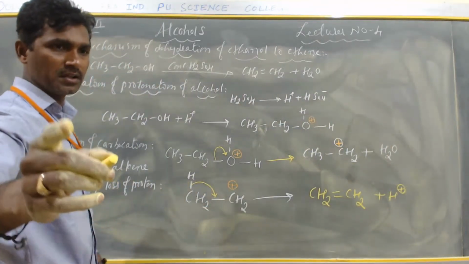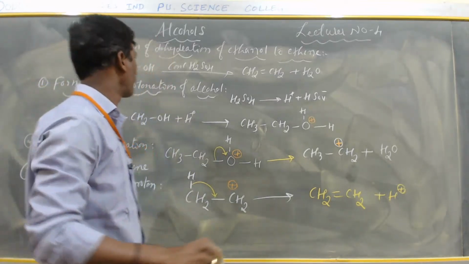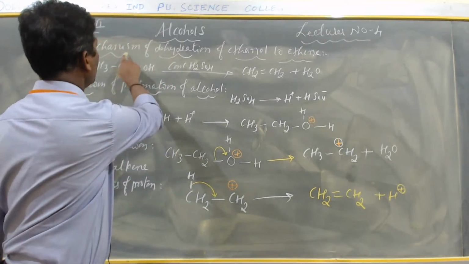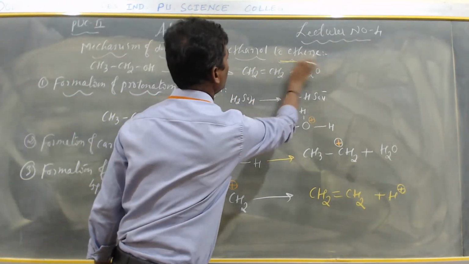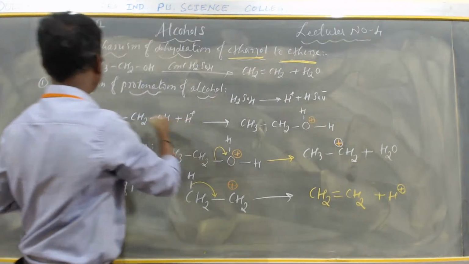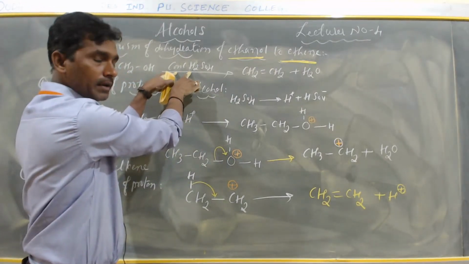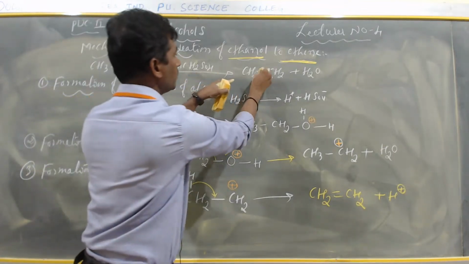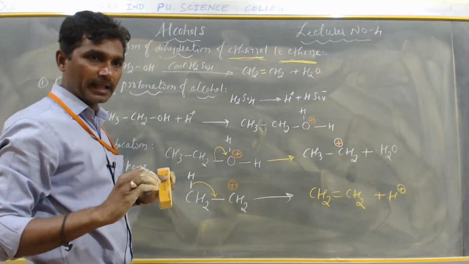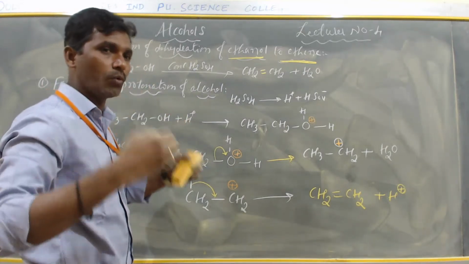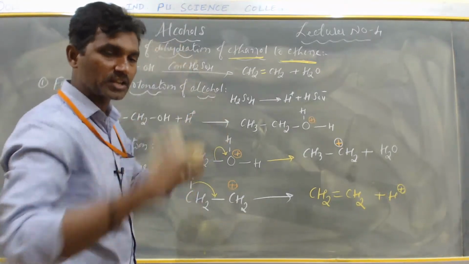Yes, my dear students, it is very, very important for annual examination point of view. The question is mechanism of dehydration of ethanol to ethene. Ethanol reacts with concentrated H2SO4 by removing water, so it gives CH2=CH2. You have to write this mechanism. Mechanism is the steps involved during the conversion of reactant into product, or how many steps are involved.